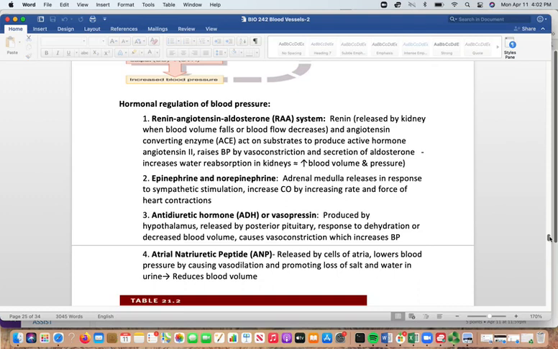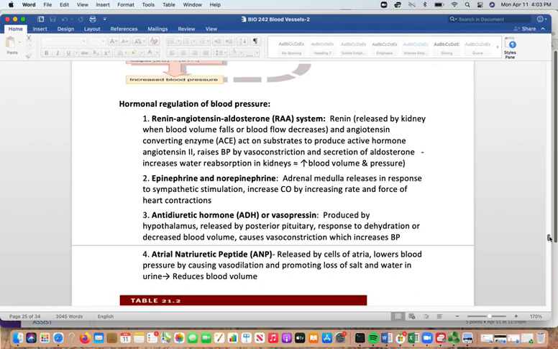Epinephrine and norepinephrine, you can have the adrenal medulla release these in response to sympathetic stimulation or stress. It's going to increase your cardiac output by increasing both heart rate and contraction force. Antidiuretic hormone, ADH or vasopressin. This is going to come from the hypothalamus and be released by the posterior pituitary. This is going to be in response to dehydration or decreased blood volume. It's going to cause vasoconstriction to help raise the blood pressure.